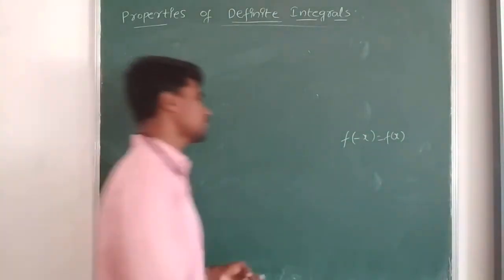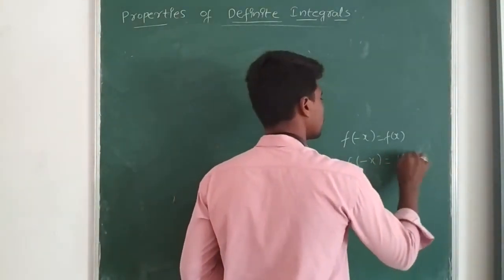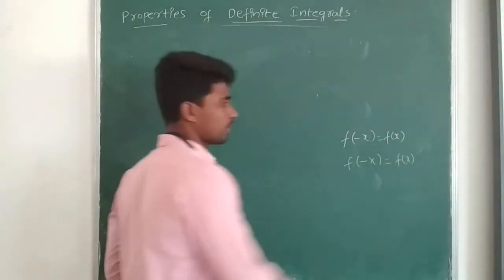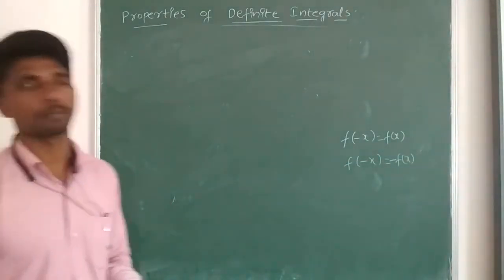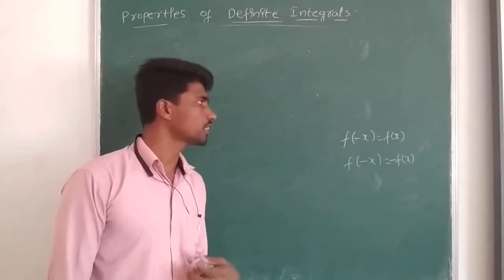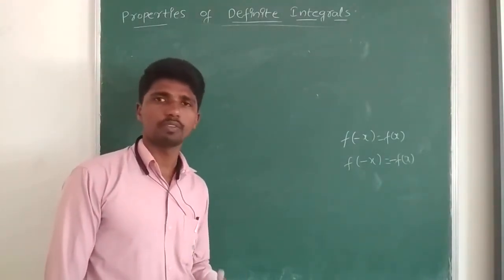If f of minus x is equal to f of x, then I call the given function an even function. If f of minus x is equal to minus f of x, then I call the given function an odd function. So if the given function is even, what happens? If the given function is odd, what happens? That we find out, right?